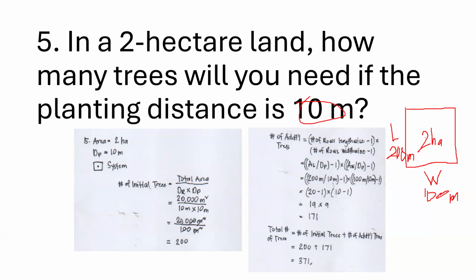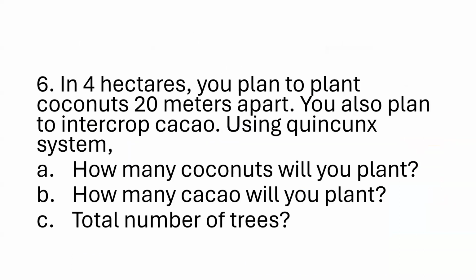Okay, now you try this number 6. In 4 hectares, you plan to plant coconuts 20 meters apart. You also plan to intercrop cacao using quincunx system. Question, how many coconuts will you plant? How many cacao will you plant? And the total number of trees.